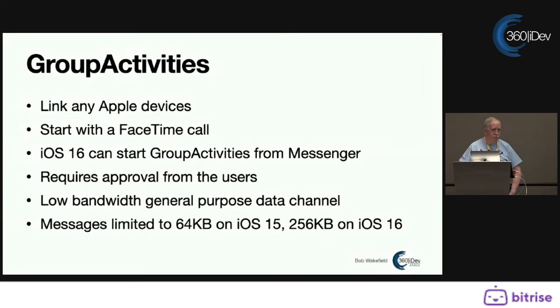To connect arbitrary devices over the internet requires an intermediary. For servers, that's the DNS system. Group activities can link any Apple devices which can connect to a FaceTime call anywhere in the world. With iOS 16, they can connect through Messenger. Connection requires approval from each user. This is a good thing. We don't want FaceTime to answer automatically, though I hope people will file a radar asking for a very carefully selected green list.